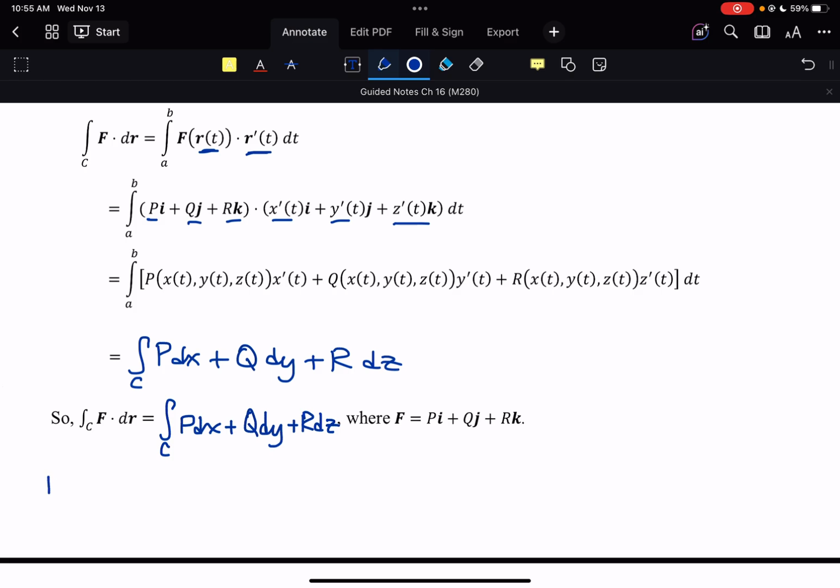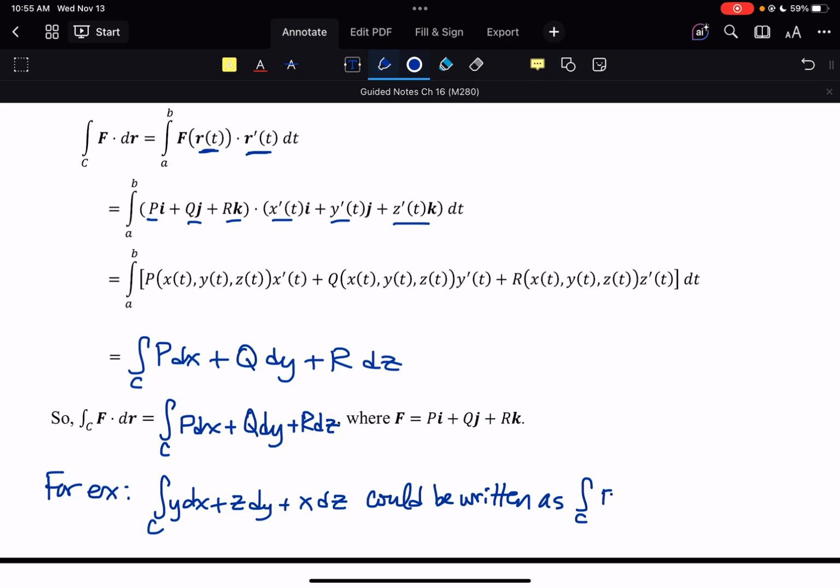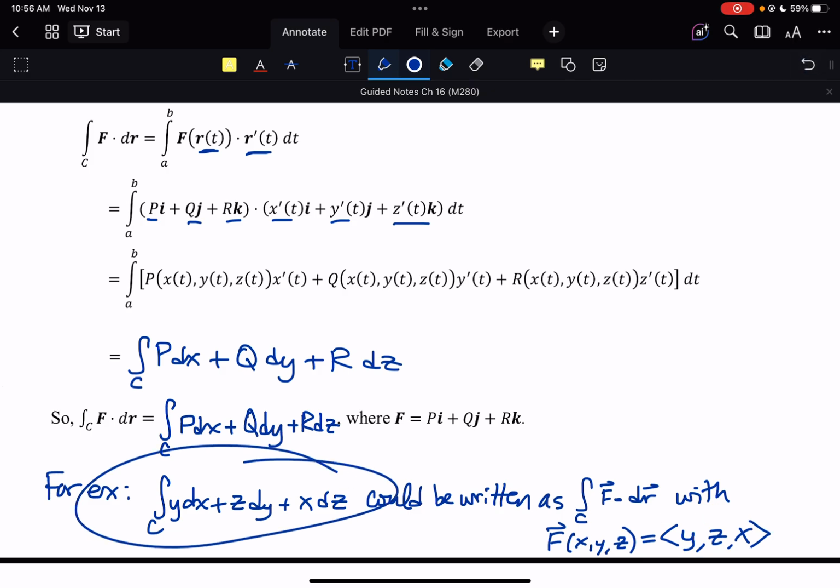For example, we had a previous example where we evaluated y dx plus z dy plus x dz just a little while ago. This could be written as the line integral over C of F dot dr with the vector field F of x, y, z just being y, z, and x. So if we had set up this type of line integral of the vector field and that was our vector field, we would get exactly this, which we have already evaluated without vector fields. So again, there is a definitive connection between line integrals of scalar fields and line integrals of vector fields that we can define.